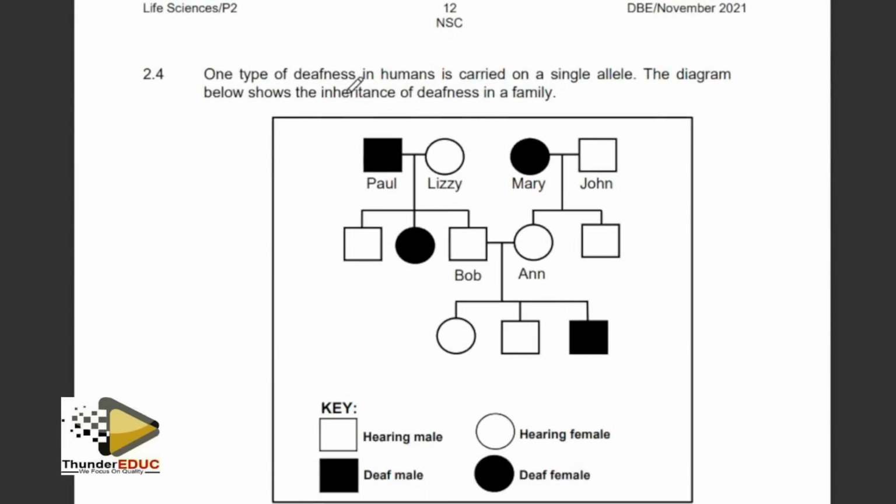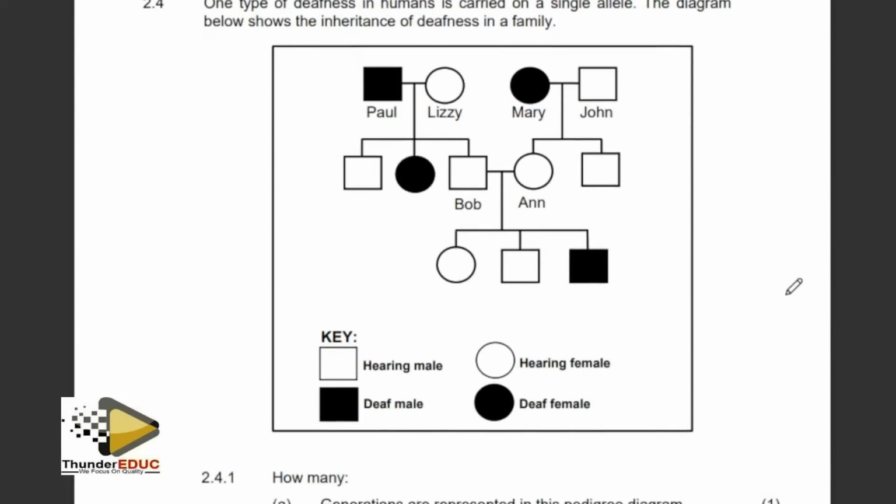One of the deafness in humans is carried on a single allele. The diagram below shows, yeah, done. They are not talking about sex-linked. However much they talk about Paul, and you know that Paul is a boy, Liz is a girl, Mary is a girl, John is a boy, please don't use X and Y. If they don't mention it is sex-linked, don't use X and Y. If they mention sex-linked, then you talk about X and Y.